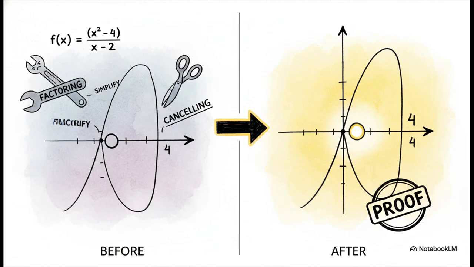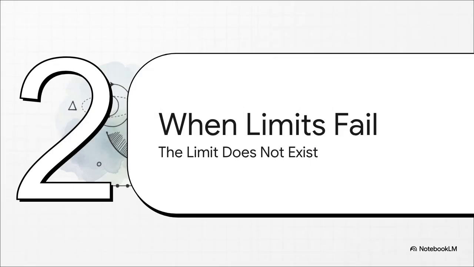It shows our tricky function behaves just like the simple line y equals x plus 2 everywhere except for that one single point. And now we can use our direct substitution rule on this new simple function. Plug in 2, you get 2 plus 2, which proves beyond any doubt that the limit is exactly 4. So we did it. We found our limit.